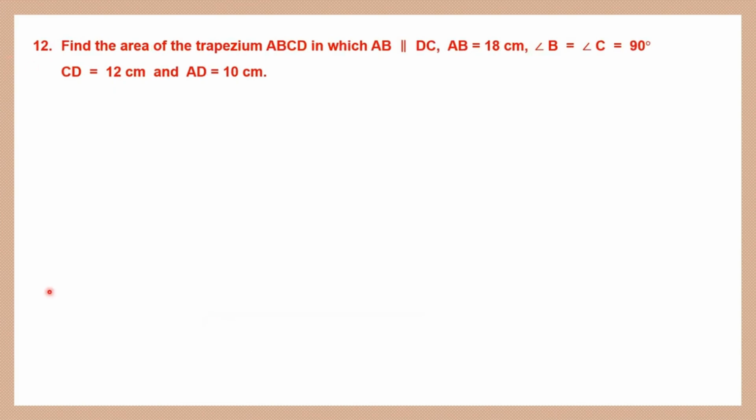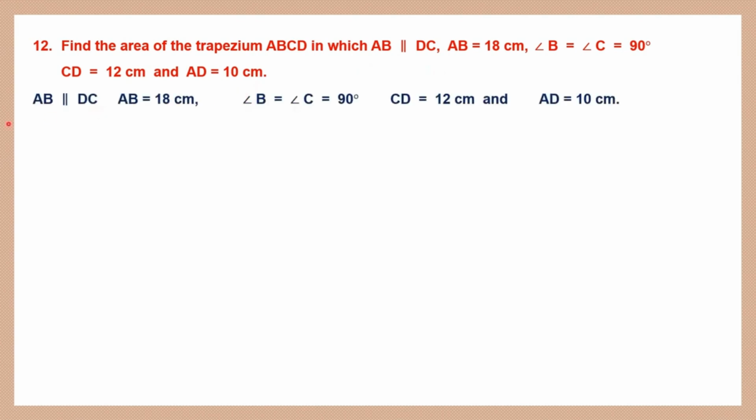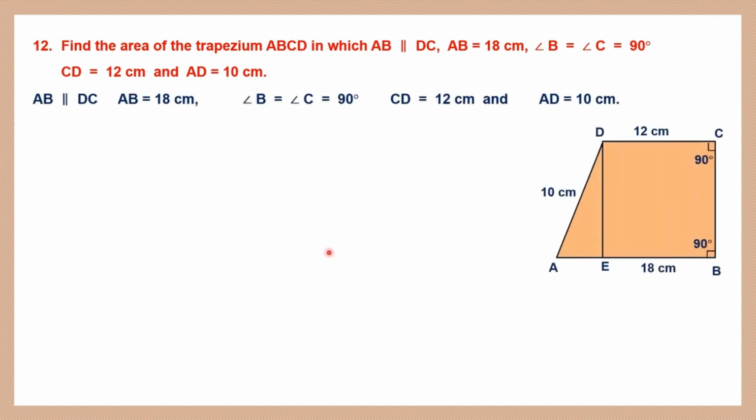Question 12. Find the area of the trapezium ABCD in which AB is parallel to DC. AB is equal to 18 centimeters, angle B is equal to angle C is equal to 90 degrees, CD is equal to 12 centimeters, and AD is equal to 10 centimeters. Let's follow all these requirements and draw a trapezium. So we have the trapezium here.